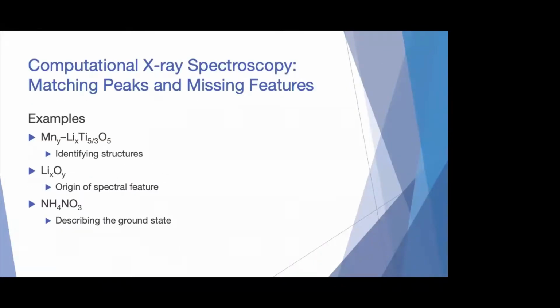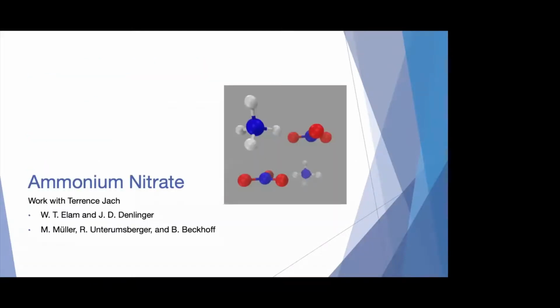Okay, so the final system I'm going to talk about is ammonium nitrate. Work over a couple different years, and ammonium nitrate is a nice simple system. You can think of it as an ionic crystal, except the ions are complex, multi-atom ions. And it should be very easy for us to calculate. There are no d or f electrons, there's no magnetic ordering, none of the things that might complicate our lives.